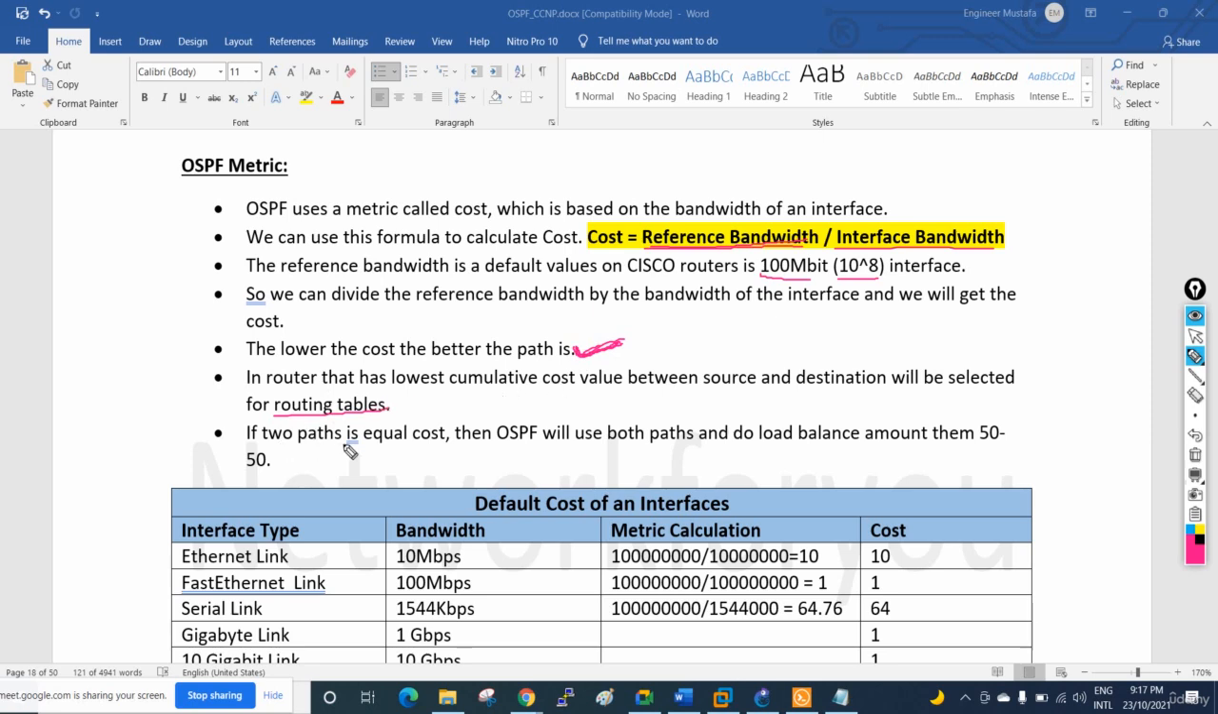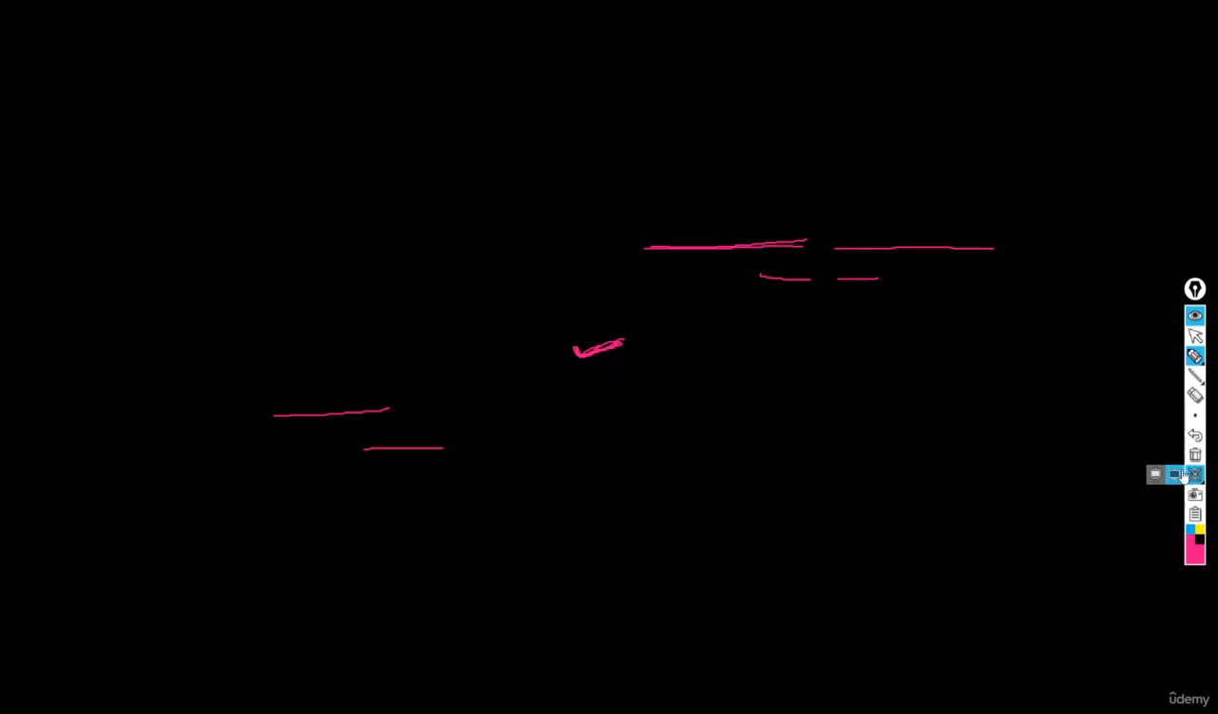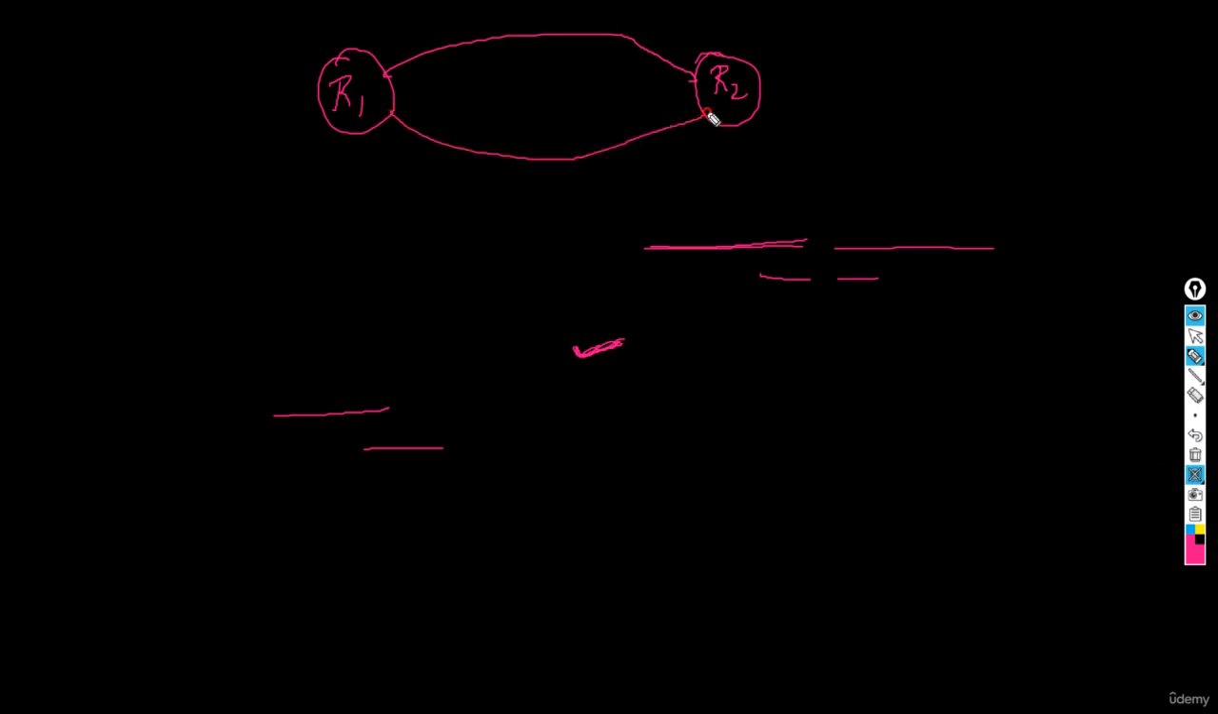If you have two paths with equal cost, then OSPF is going to do load balancing. For example, in this scenario, if you want to go from R1 to R2, you have two paths. Both have the same cost. For example, this one has a cost of one and this one also has a cost of one. This is FastEthernet 0/0, this is FastEthernet 0/1. This is also 0/0, and this is FastEthernet 0/1.